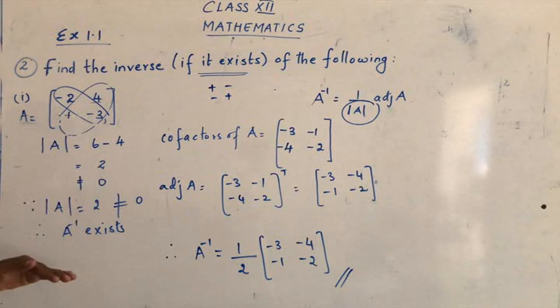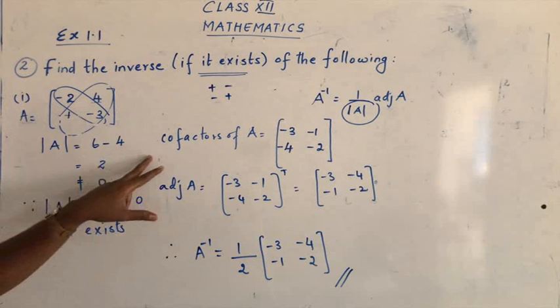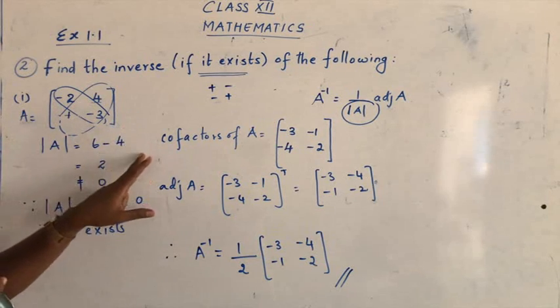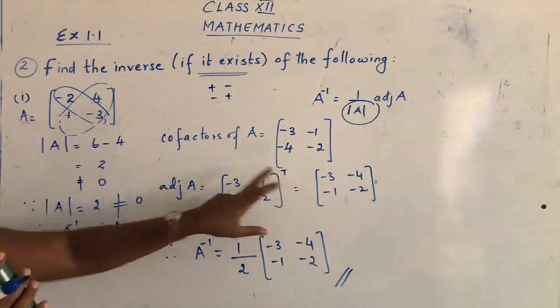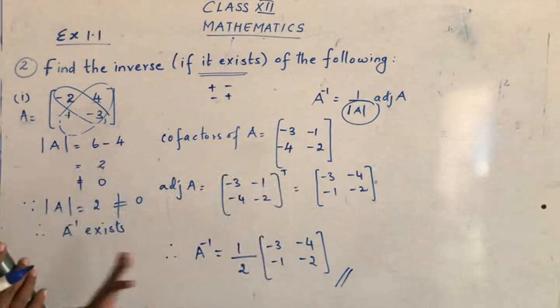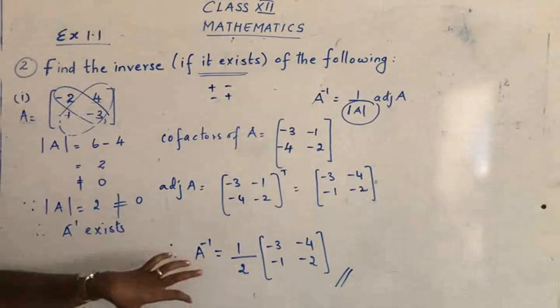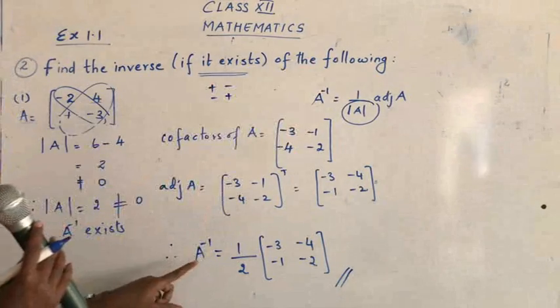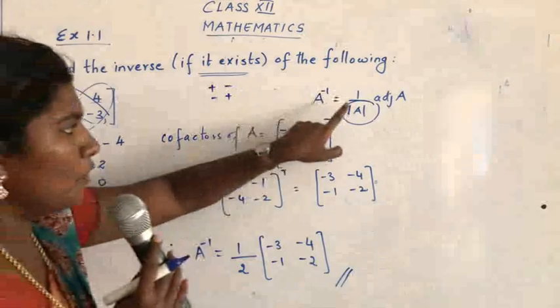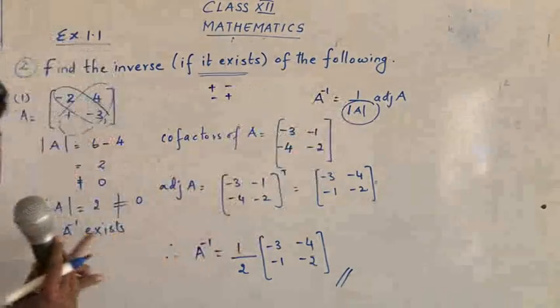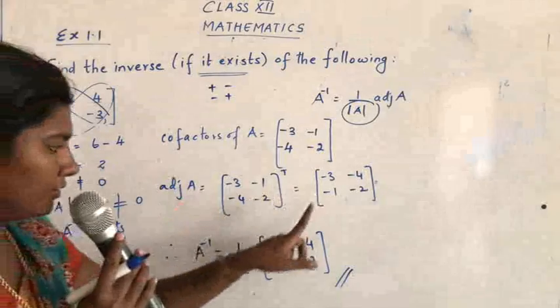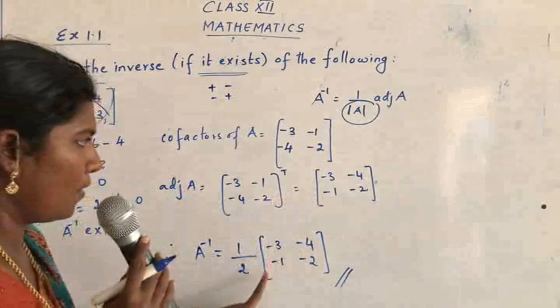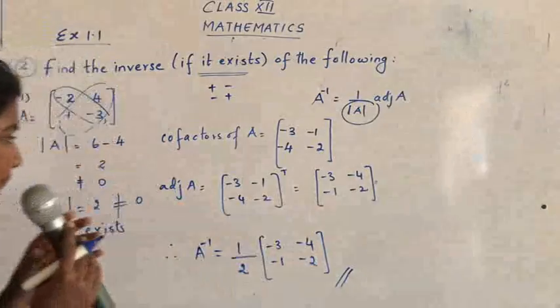That is already what we have followed in our sum number 1. So you are going to find the cofactors. After finding the cofactors, you are going to take the transpose of it. Once you take the transpose, that becomes the adjoint. And now you are going to just fill in your formula. That is, A inverse is 1 upon determinant of A. What is determinant of A? It's 2, already we have found. And write the adjoint, that is minus 3, minus 4, minus 1, minus 2.